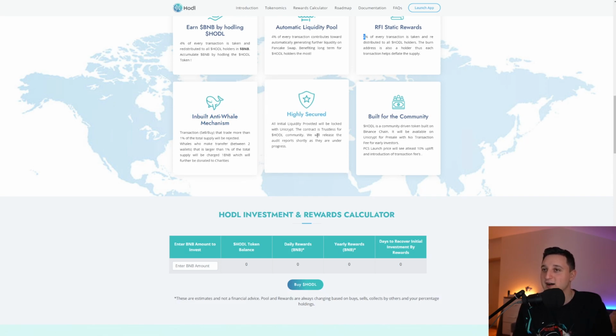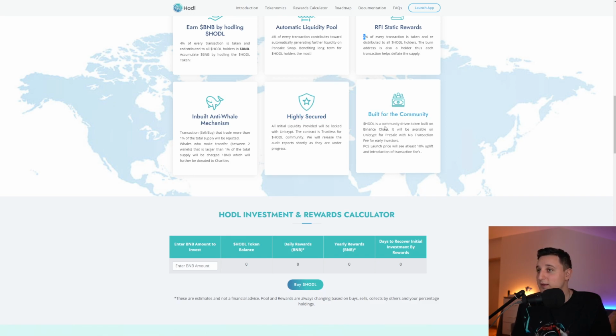Highly secured. All initial liquidity provided will be locked with Unicrypt. The contract is trustless for Hodl community. We will release the audit reports shortly as they are under progress. Built for the community, Hodl is a community-driven token built on Binance Chain. It will be available on Unicrypt for pre-sale with no transaction fee for early investors. PSC, the launch price will see at least 10% uplift and introduction of transaction fees.